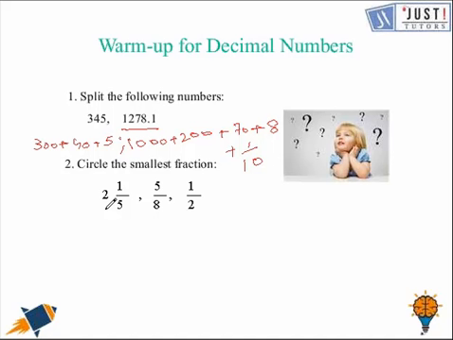Question number 2. Circle the smallest fraction. And for that, of course, we need to make the denominators alike, and then we can figure out that 1 over 2 is actually the smallest fraction of all. Let's move to the topic.